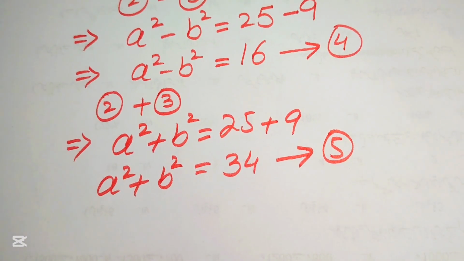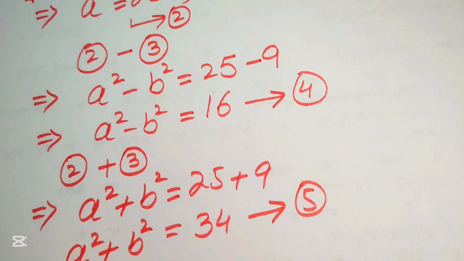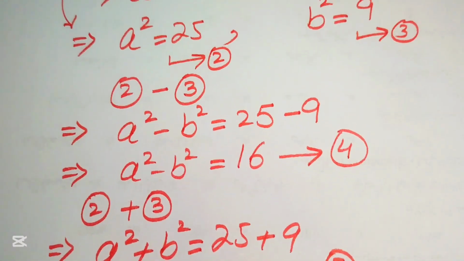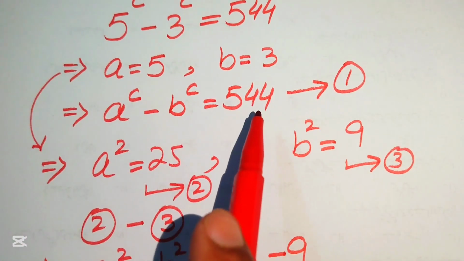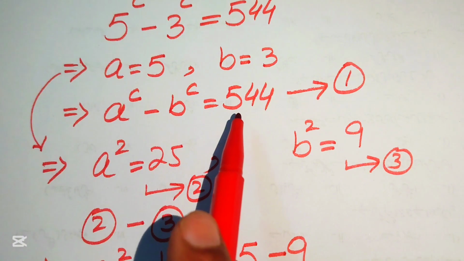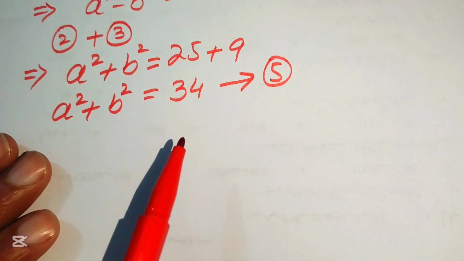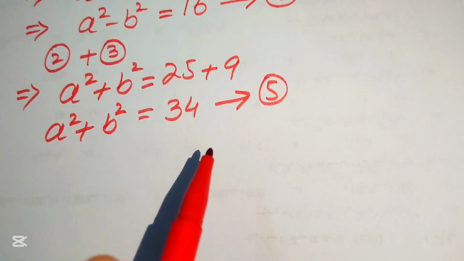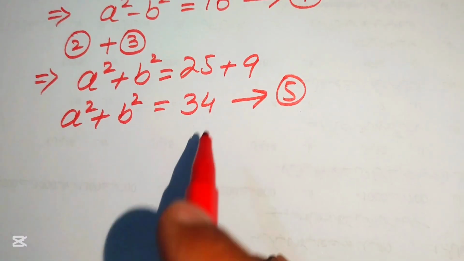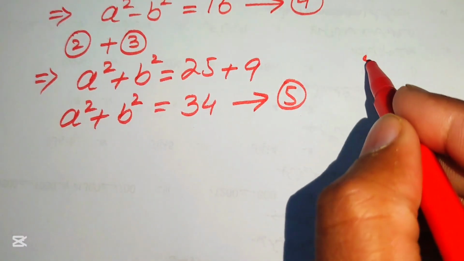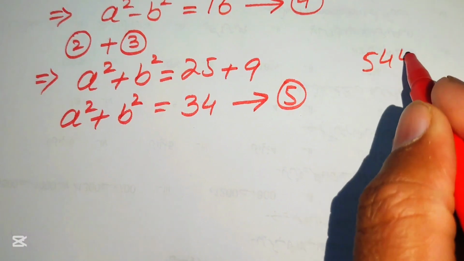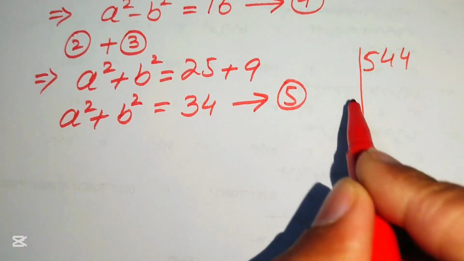Now we need to focus on equation number 1. In the right hand side of equation number 1 is 544, and now we need to write 544 in its prime factors form, so we write 544 in this form.